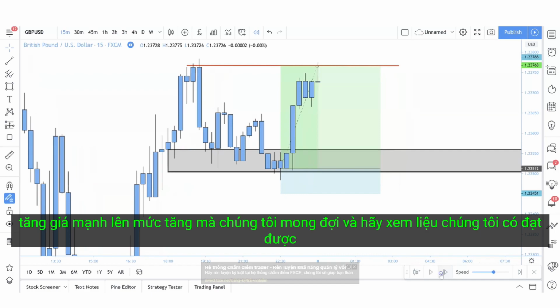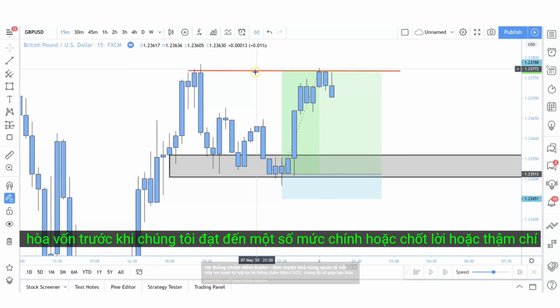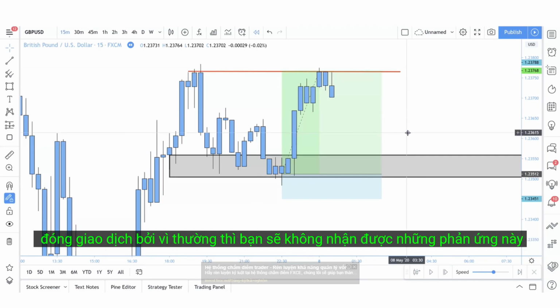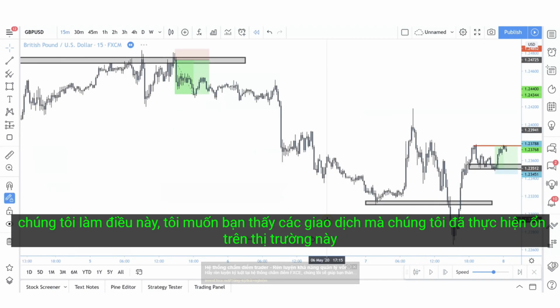So as I say, we always want to make sure we can get to break even before we get to some key levels, or take off profits, or even close a trade, because more often than not, you're going to get these reactions. So please keep this fourth trade in mind, and let me illustrate my point. When we do this, I want you to see the trades that we've taken on this market structure.